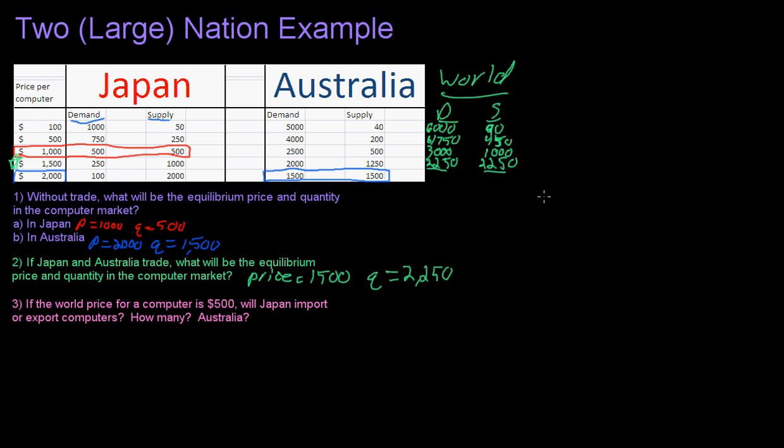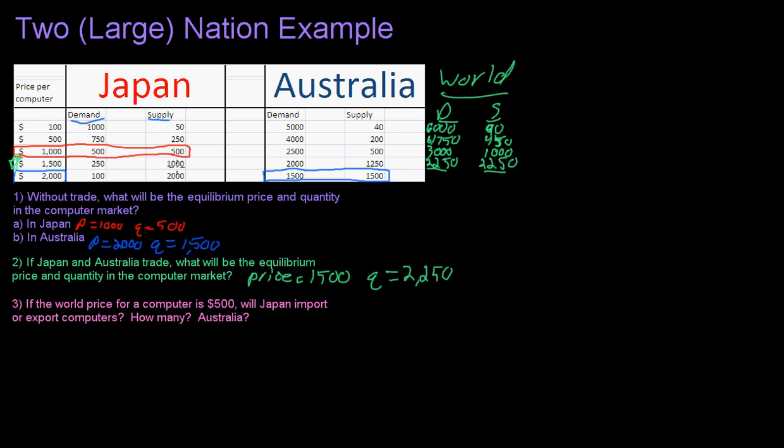And then one question that I didn't ask, but I should have asked here, is will Japan export or import, and how many will they export or import? And then the same thing for Australia. So here, at a price of $1,500, the Japanese demand 250 computers, and they supply 1,000 computers.